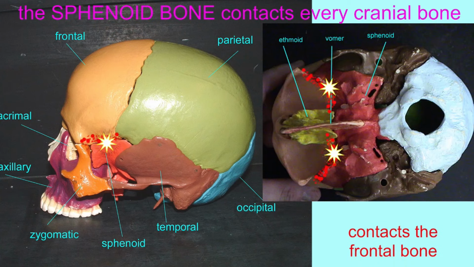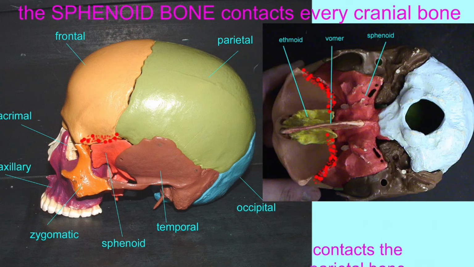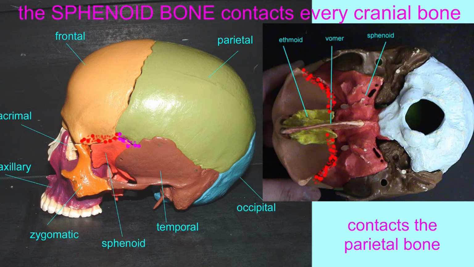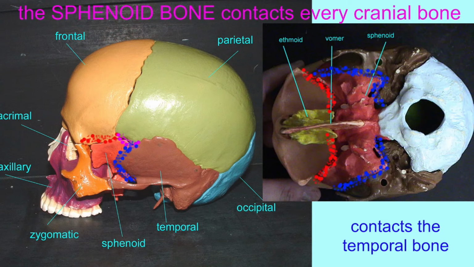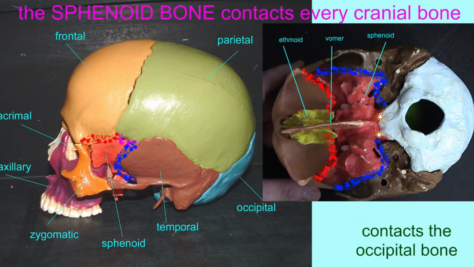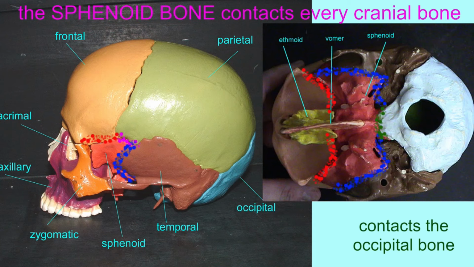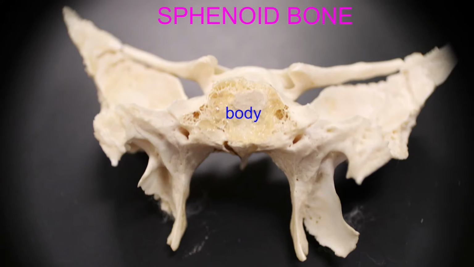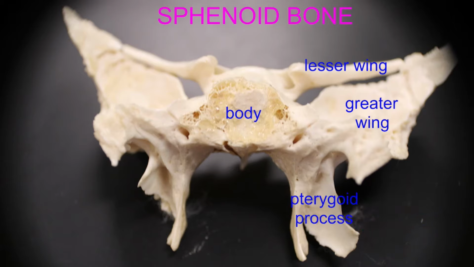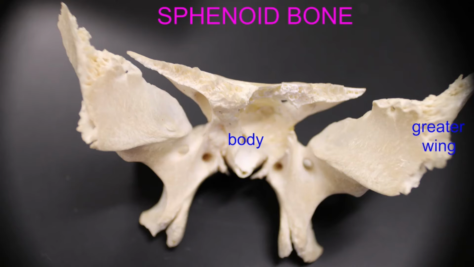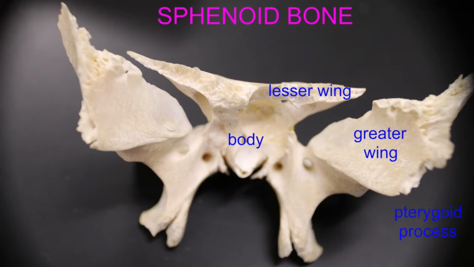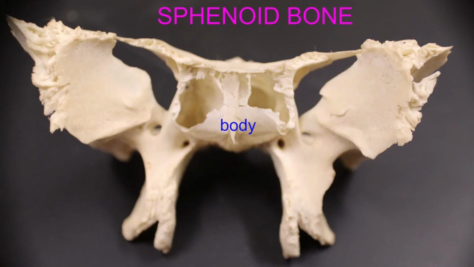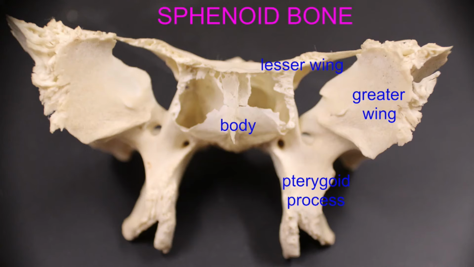The sphenoid bone, depicted in this model in the color red, is a complex bone. It actually contacts all of the other bones of the cranium: the frontal bone, the parietal bones, the temporal bones, the occipital bone, and the ethmoid bone. The sphenoid bone can be divided into a number of regions: a central body, and because it is sometimes compared to a butterfly, a pair of greater wings and a pair of lesser wings, and then also delicate pterygoid processes.